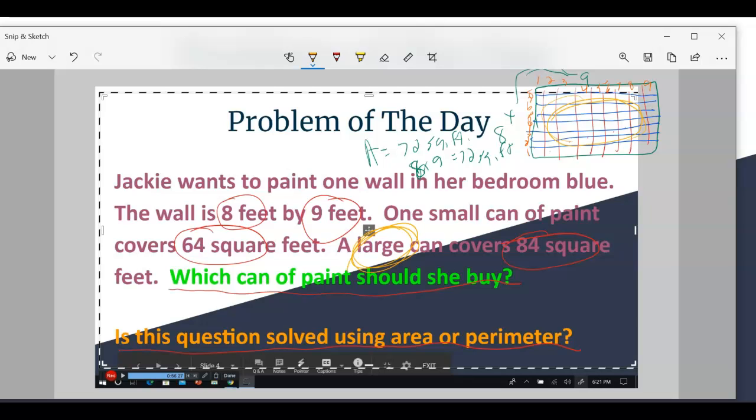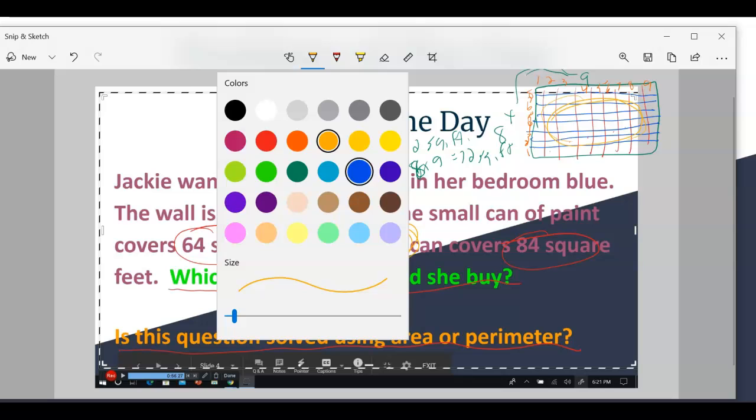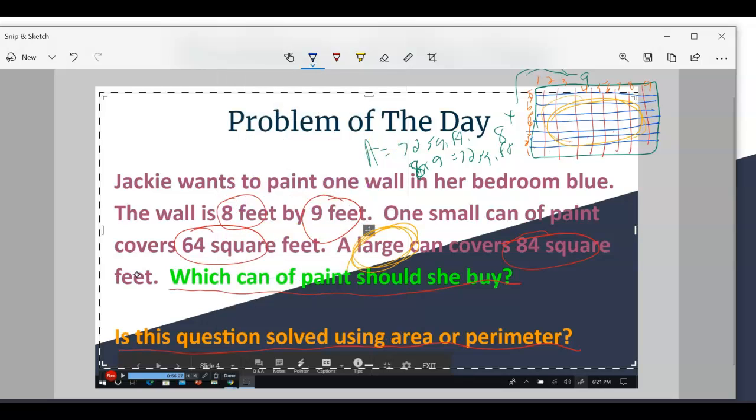Okay. So our next question at the bottom is, is this question solved using area or perimeter? So what did we find? What did we solve on here? Did we find what the exterior of it was, the outside part, or did we find the inside? We found the inside. So with us finding the inside, that means that we found the area of the figure, and that's going to be our answer for that part.